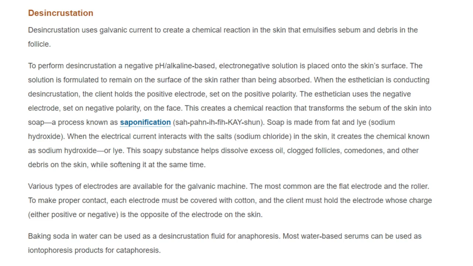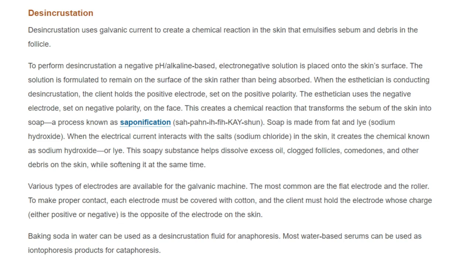This creates a chemical reaction that transforms the sebum of the skin into soap, a process known as saponification. Soap is made from fat and lye, sodium hydroxide. When the electrical current interacts with the salts, sodium chloride, in the skin, it creates the chemical known as sodium hydroxide, or lye. This soapy substance helps dissolve excess oil, clogged follicles, comedones, and other debris on the skin, while softening it at the same time. Various types of electrodes are available for the galvanic machine.